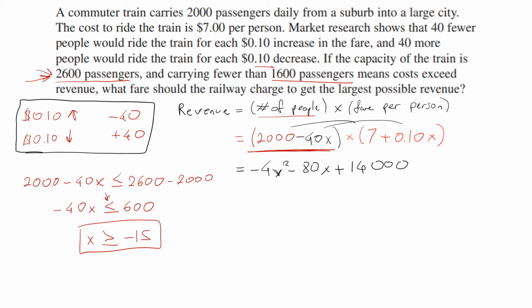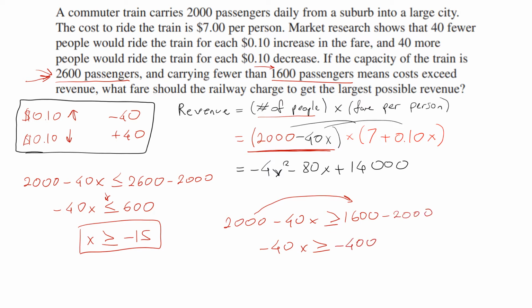Now I'm going to use 1,600 passengers given, and that's like I have to get 1,600 or more people, right? So I'm going to use the same function 2,000 minus 40x, but now I'm going to change the direction of the inequality. So I'm going to get 1,600 as my minimum. Again, I'm going to send that 2,000 to the other side as negative. So I have negative 40x. Same thing, and when I do negative 2,000, I'm going to end up getting negative 400.